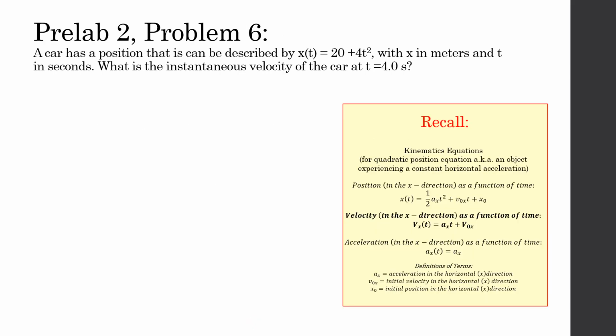All right, pre-lab practice problem number 6. A car has a position that can be described by x of t equal to 20 plus 4t squared, with x in meters and t in seconds. What is the instantaneous velocity of the car at t equal to 4 seconds? So this is the other way that we solve for instantaneous velocity.